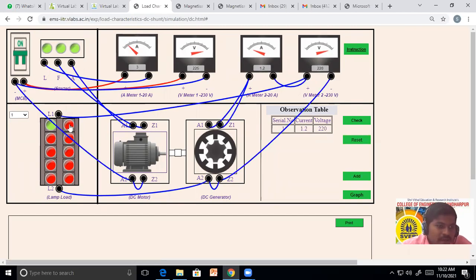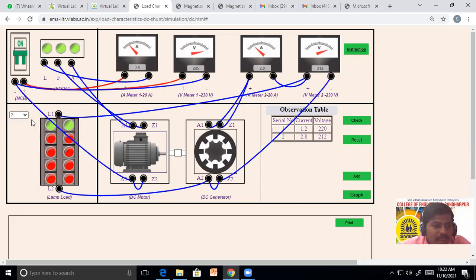Now see, if I increase the load, then the second bulb will be on. At that situation it will show the reading 2.8, 220 volt, induced EMF. So see, just add this value into the table. Table मध्ये value add केली.